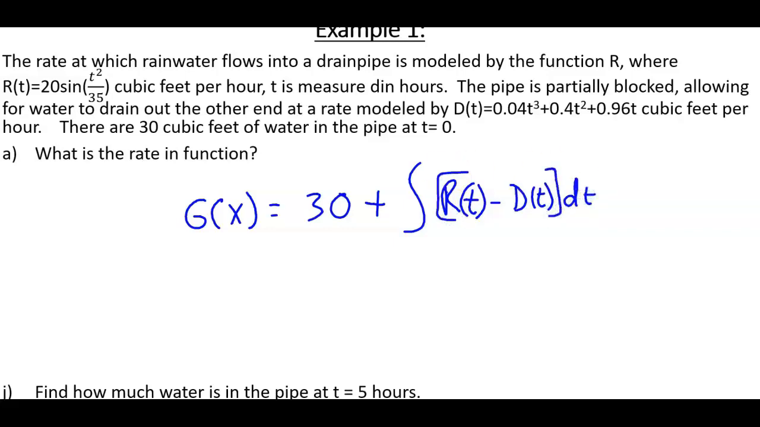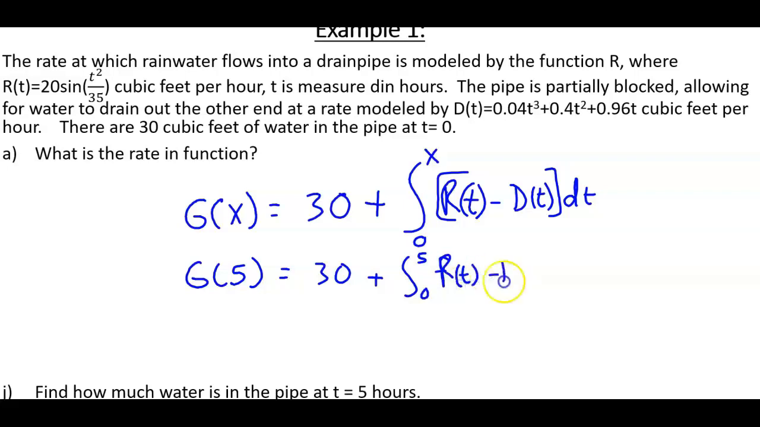So if I want to know how much water is in the pipe at 5 hours, then I'm just going to plug in 5. Oh, I forgot this. So my integral now becomes going from 0 to 5. And once again from here, we're just going to transition into using the calculator to answer the rest of the question.